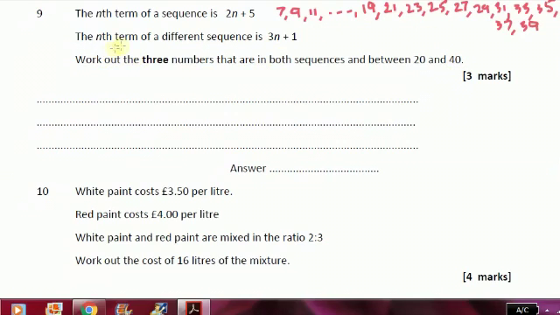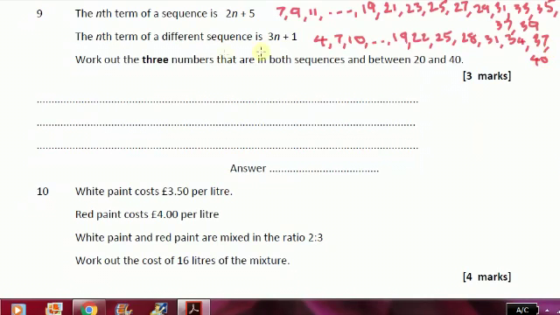The nth term in the second sequence is 3n plus 1. So if n is 1, 3 times 1 is 3, plus 1 is 4. That's the first term. N is 2, 3 times 2 is 6, plus 1, 7. 3 times 3 is 9, plus 1 is 10, and so on. They're going up in threes. So it'd be 13, 16, 19, 22, up by 3 every time, 25, 28, 31, 34, and 37, and 40.